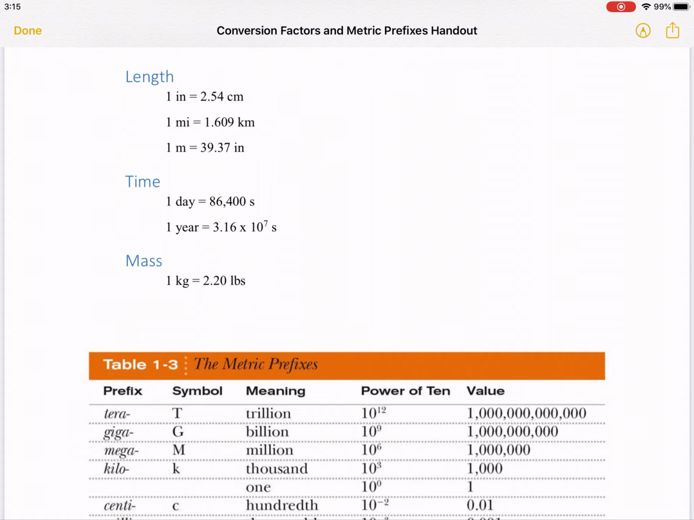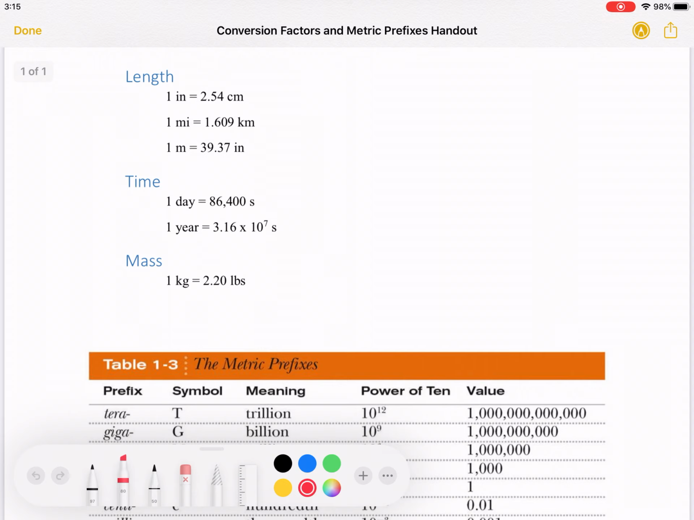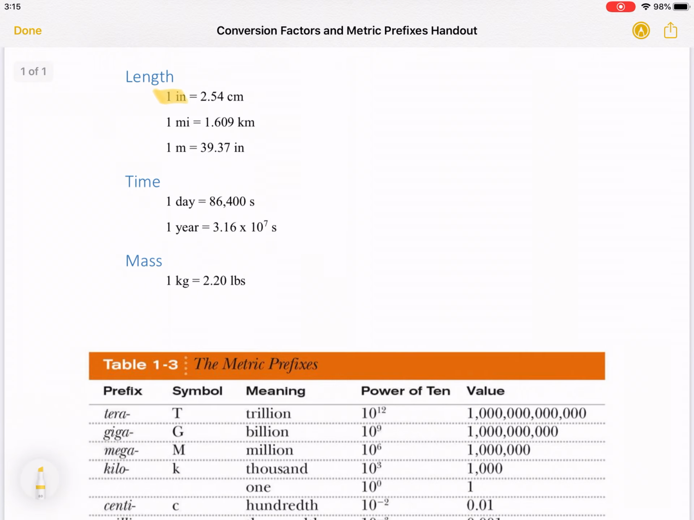So I have a couple conversion factors here. I have an inch to centimeters. Let's highlight that. Ooh, I think I even have a highlighter. Right? There's an inch to centimeters. That might be useful. And then how am I going to get from centimeters to meters? That's where I'd like to go.